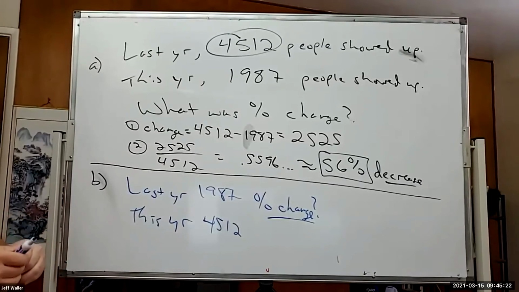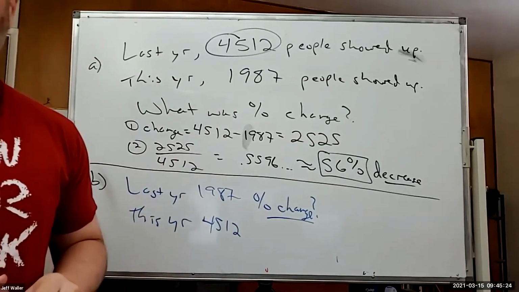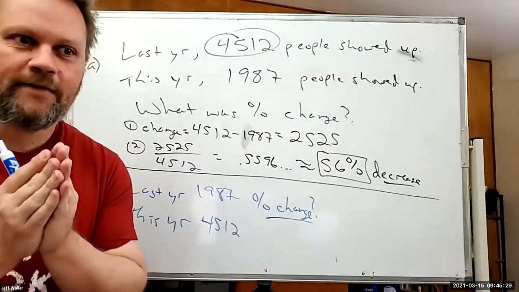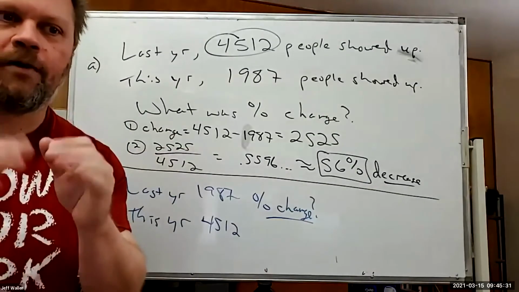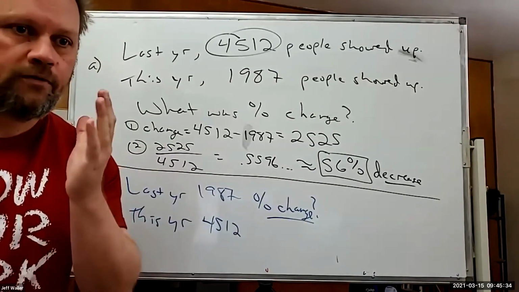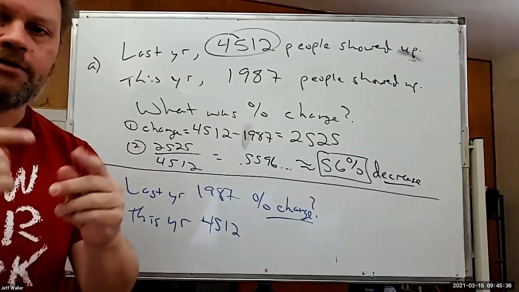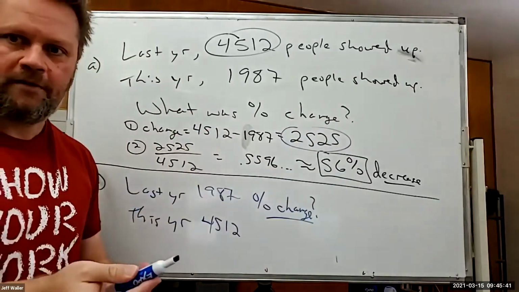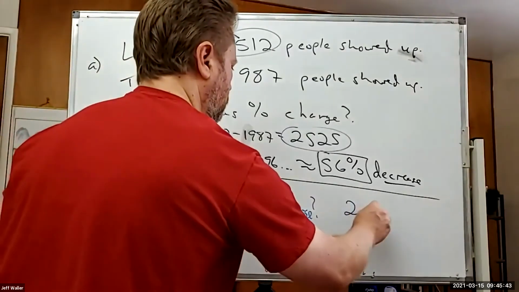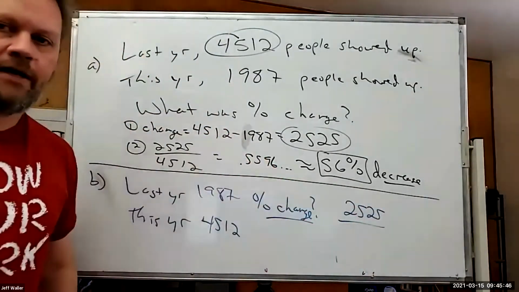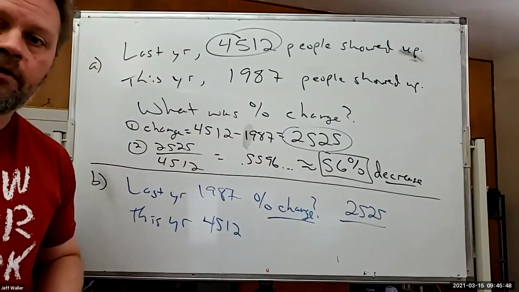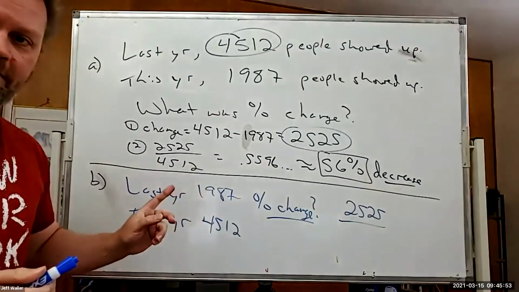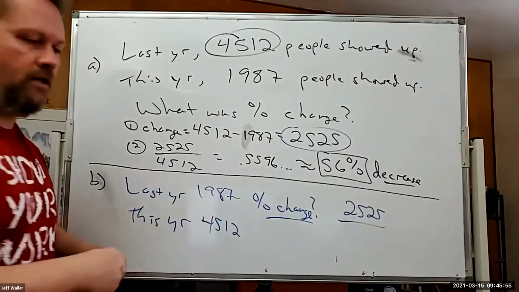56% increase. No. Nope. Wrong. Sorry. I kind of set you up for that. Why is that wrong? Do the steps. What are the steps? How much did it change by? We already know that. We know it changed by 2525, right? But what do you divide by? Always by the original. What was the original amount? It's 1987.